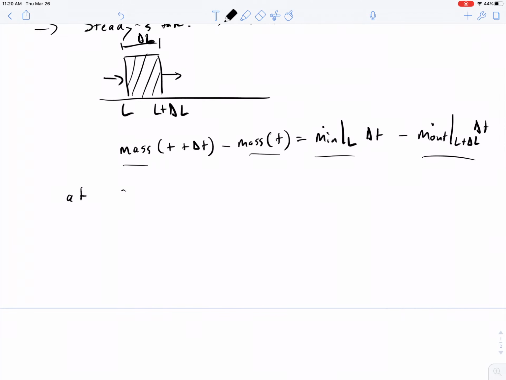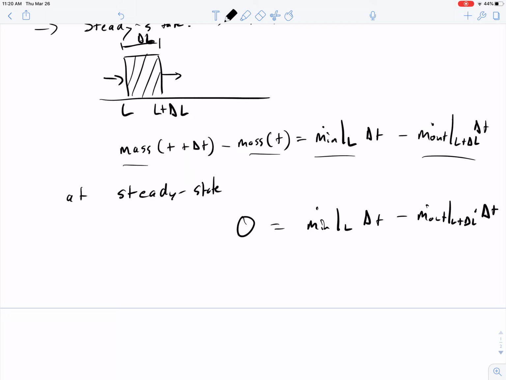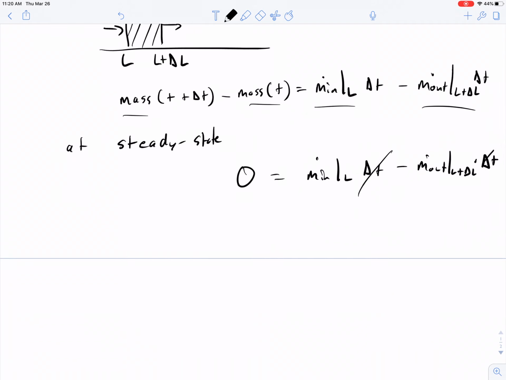In this problem, we're going to consider steady state operation. And so then 0 is going to be equal to m dot in at L times delta t minus m dot out at L plus delta L times delta t, but delta t is some non-zero small number, so you can divide through by it, and the mass balance gives us a trivial balance, and that is that the mass flow in is equal to the mass flow out, which eventually we'll just substitute in and define as the mass flow for stream 1.